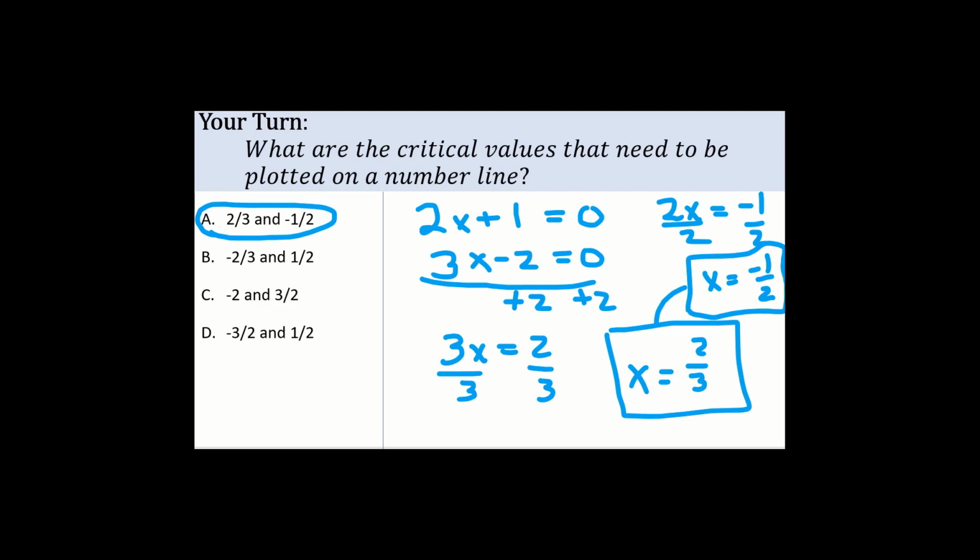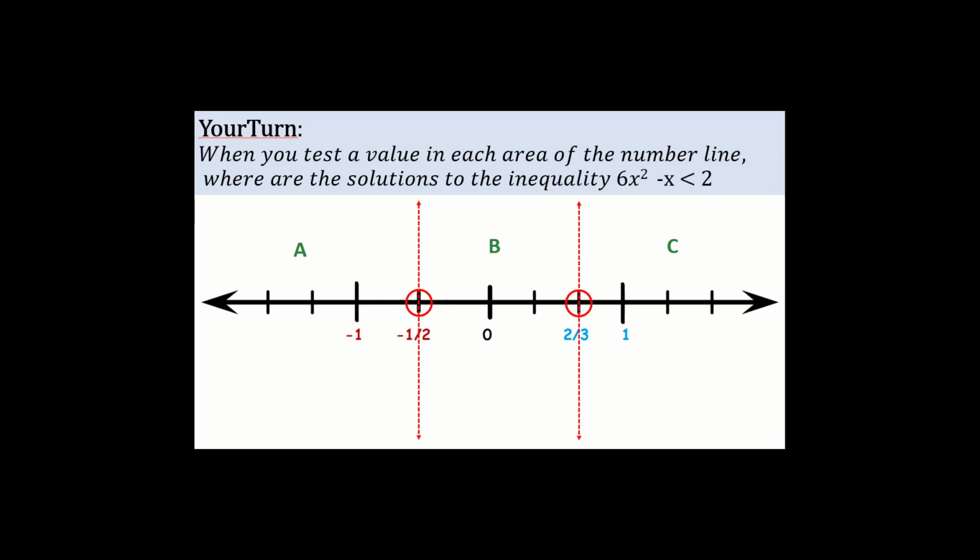Don't drop anything. All right, so the next step is going to be to plot those on a number line. And because we're not including equal to, leave those circles open. And then just draw these lines right here to divide this into 3 areas. Area A, Area B, and Area C. And then we'll plug in a value that's hopefully easy for us to work with. So I'm going to pick negative 1 and plug it in here for x.